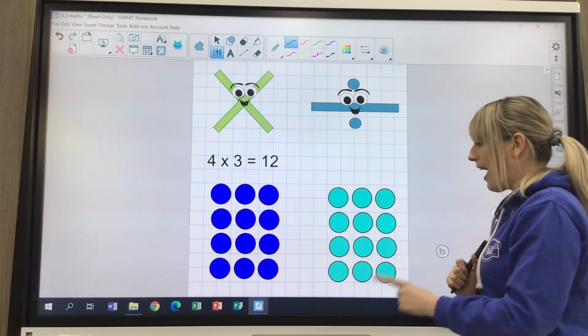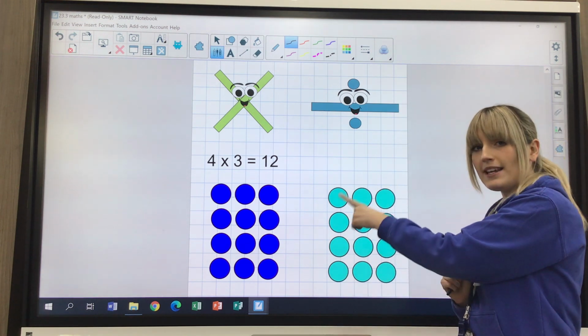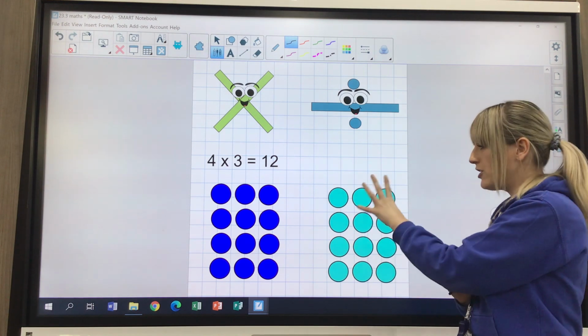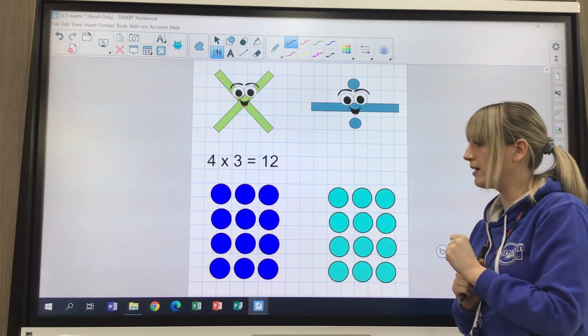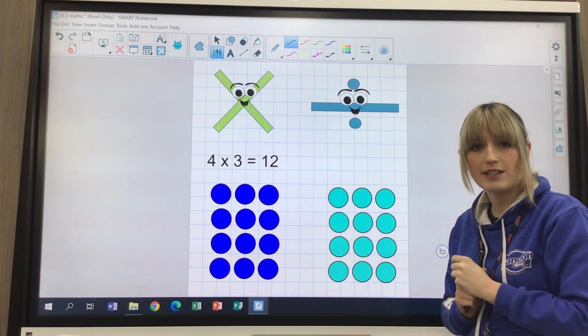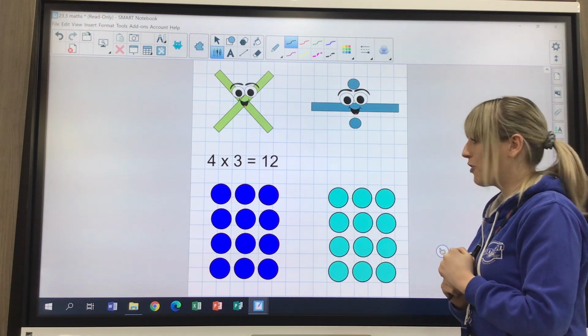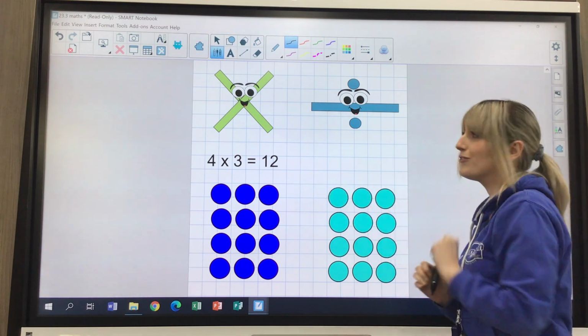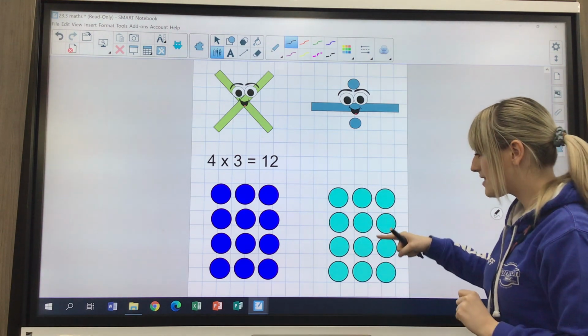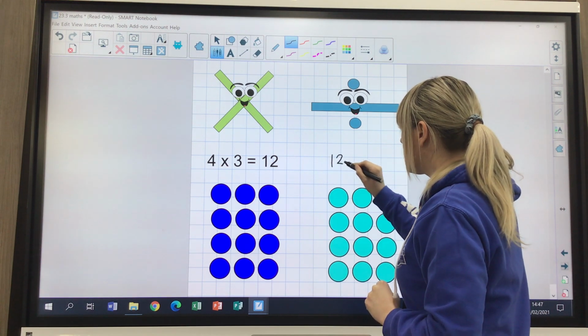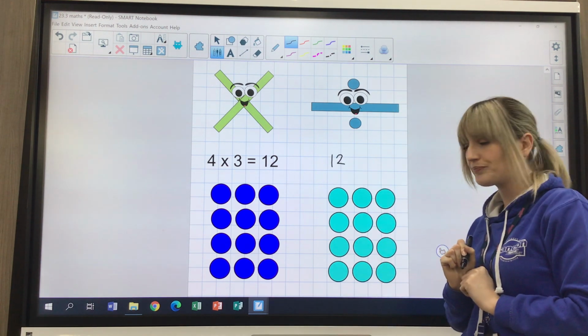Okay, so I need to count how many circles I've got all together, because I know that's my starting number. Let's pretend they are sweets. So I've got all of these sweets here. How many have I got? Oh, I know, I've got 12. Okay, 3, 6, 9, 12. So I know my starting number is going to be 12.